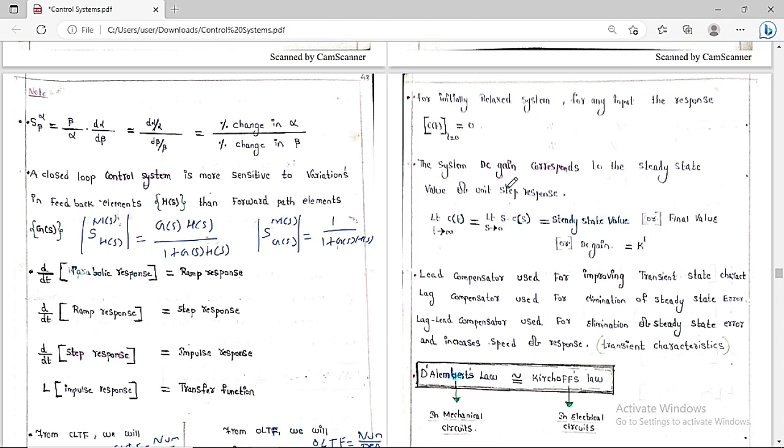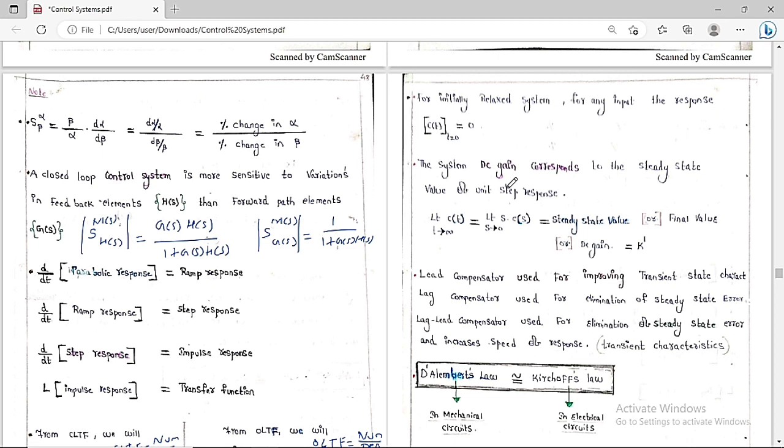Next point is, for an initial relaxed system, for any input, the response c of t at t equal to 0 is equal to 0. What is the meaning of initial relaxed system? It means at t less than 0, the input is equal to 0, so the output is also equal to 0. So whenever we give the input at t equal to 0, the response we get at t equal to 0 is always 0. Means the response is going to start from 0 always.